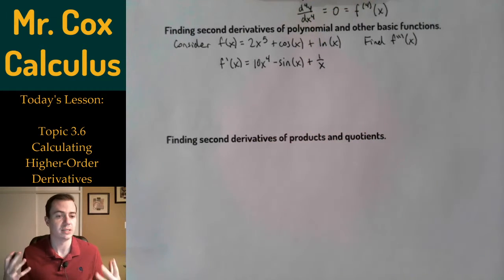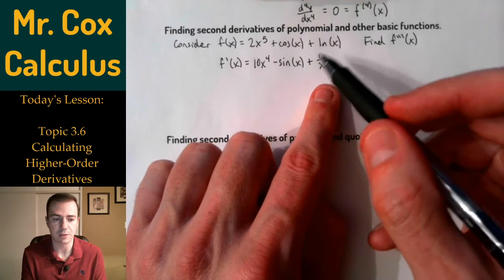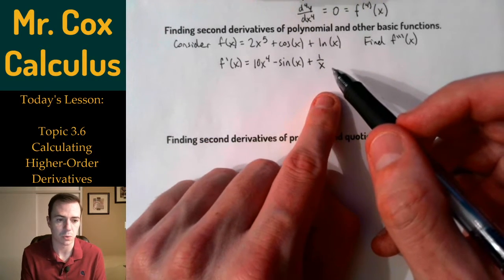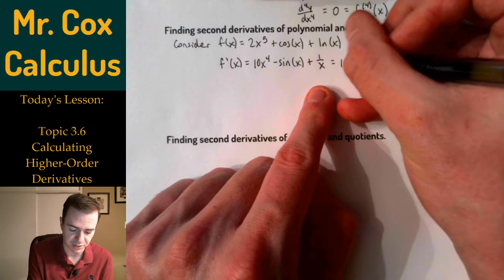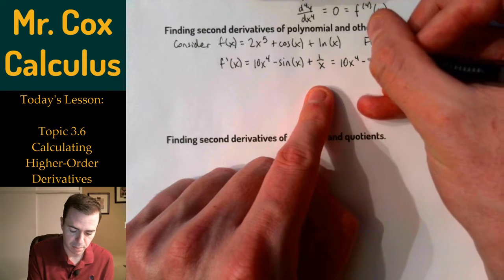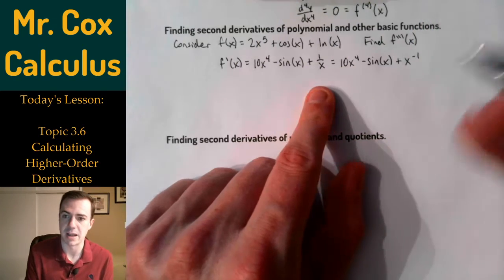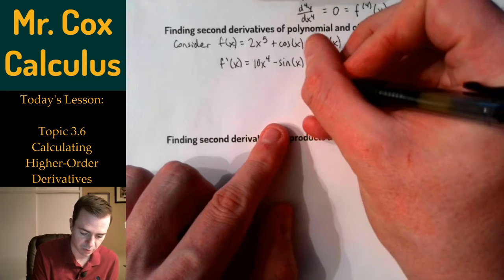So now I want to take the derivative of this function. Well, I know when I take the derivative of 1 over x, it's to my benefit. We learned in the power rule that I want to write that as x to the minus 1. So let's rewrite this as 10x to the fourth minus the sine of x plus x to the minus 1. Now I've got it in a form where I can pretty easily take the second derivative.